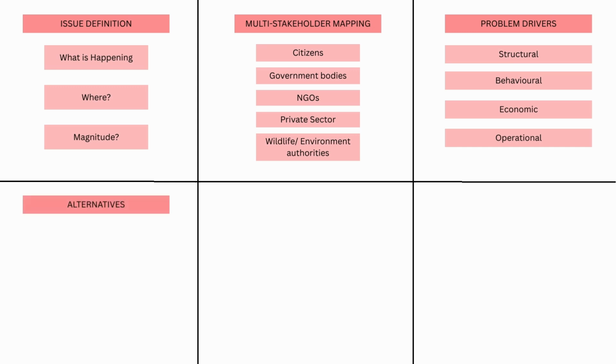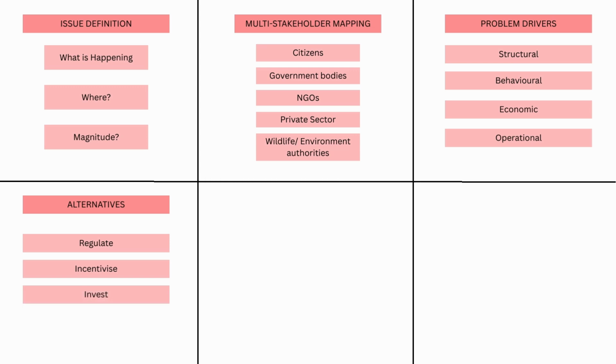Next is alternatives. Now generate solutions. Typically, public policy levers fall into regulation, that is, setting rules or limits, incentivizing, like encouraging good behavior, investing to build infrastructure or capacity, educating, that is, creating awareness, or enforcing to ensure compliance.